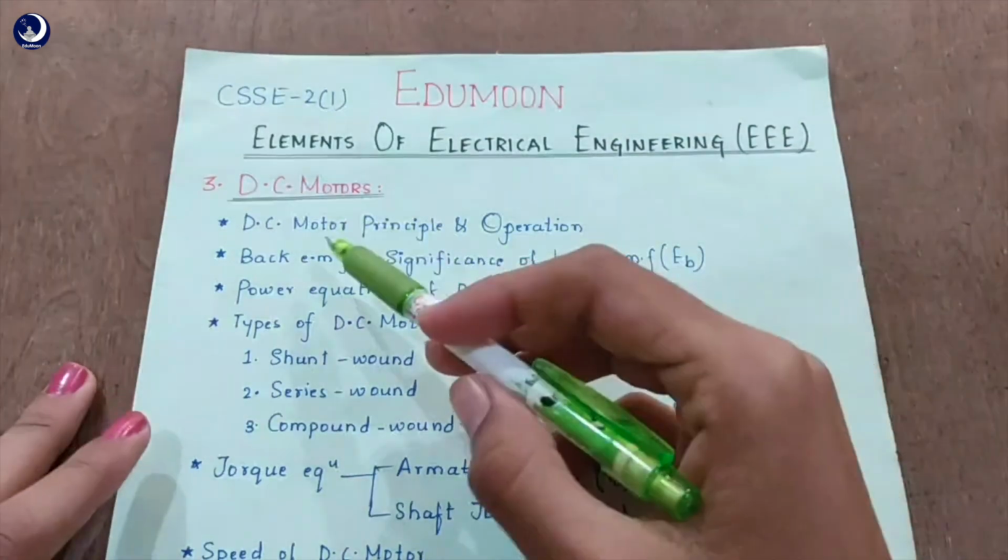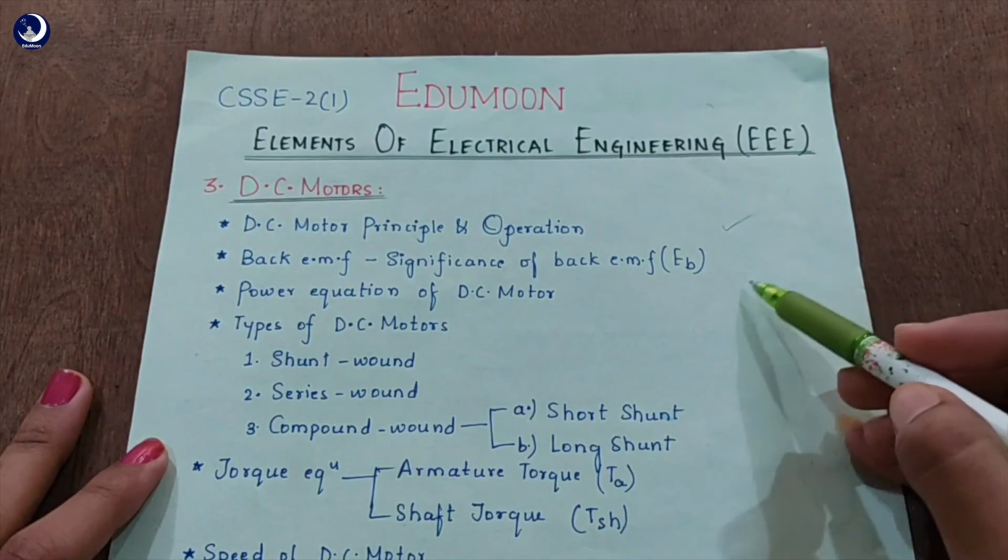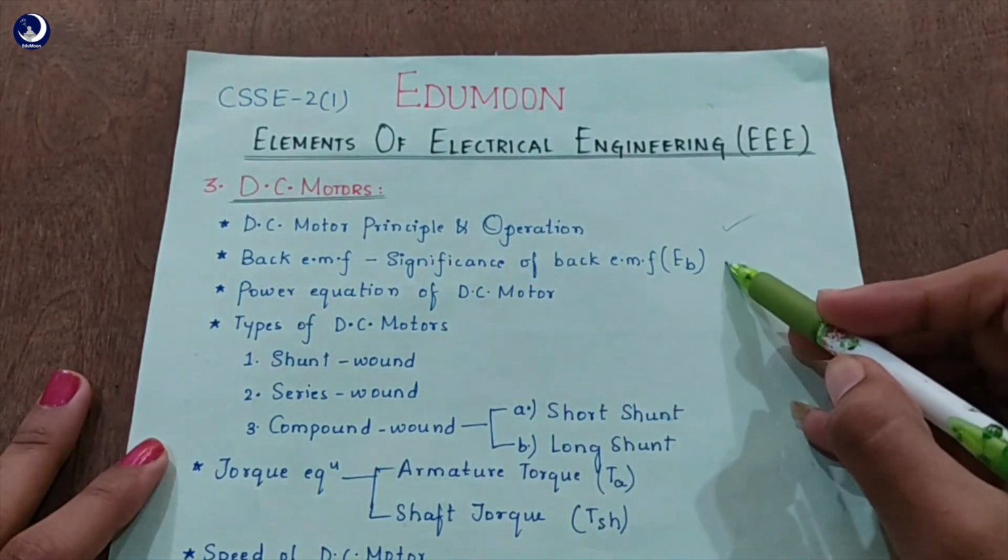So in this part of the lecture, we have finished the DC motor principle and operation, and we have finished back EMF and the significance of back EMF.